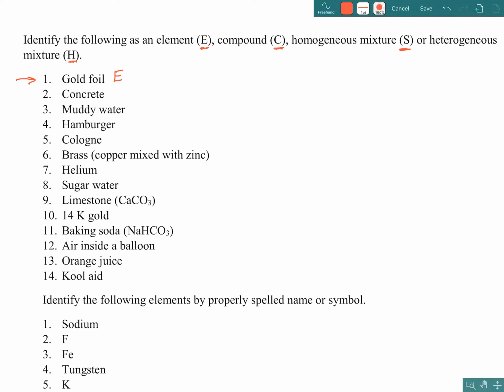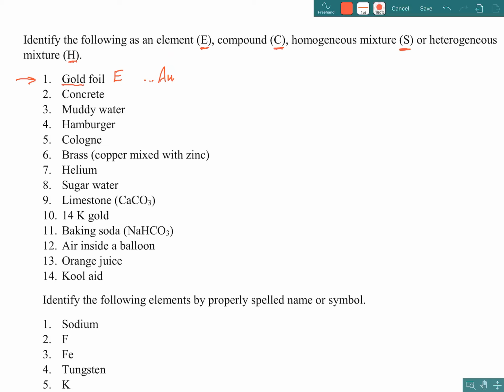All right, did you choose element? It's made out of only one kind of atom. What kind of atoms are those? That would be gold atoms. That's all it is, gold foil. I didn't say anything about 14 karat gold. I didn't say 12 karat gold. I just said gold foil. Gold is one of the 31 elements that you're supposed to know. And you should understand that that's a pure substance, and that is an element.